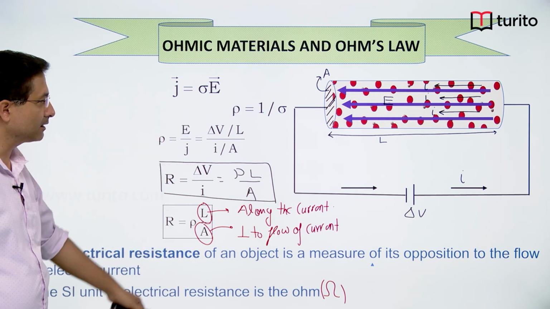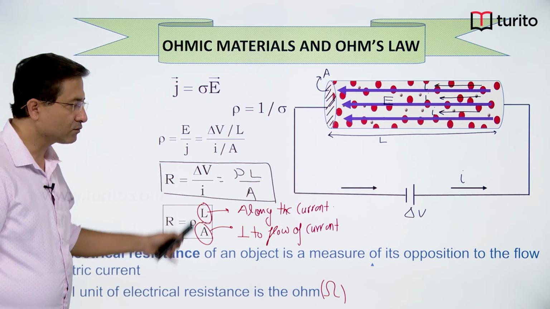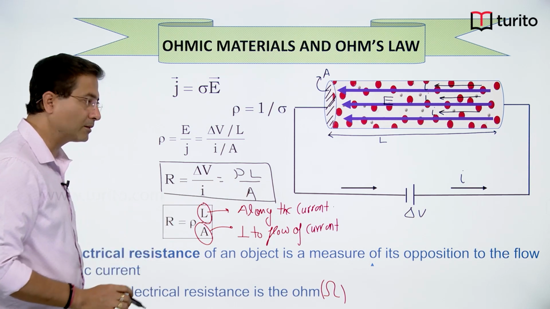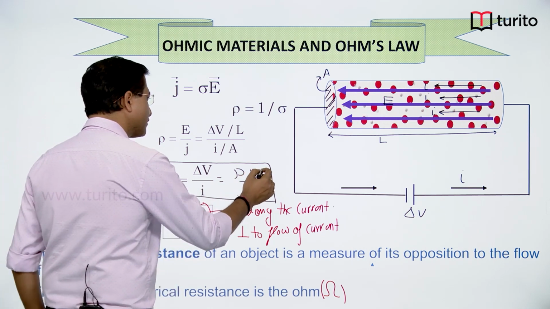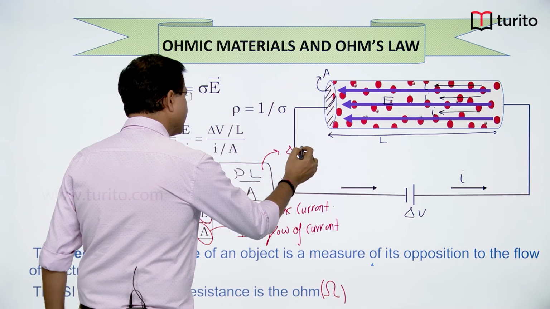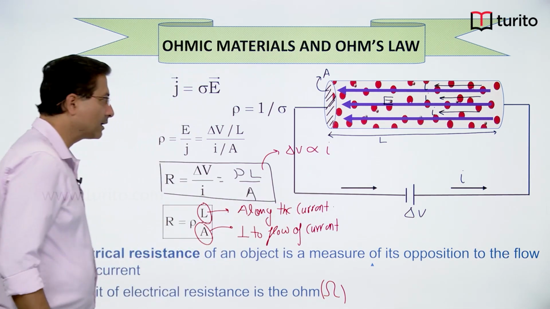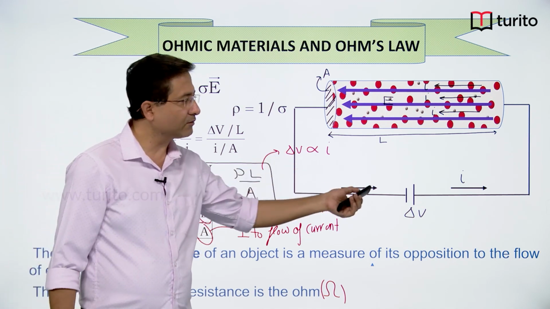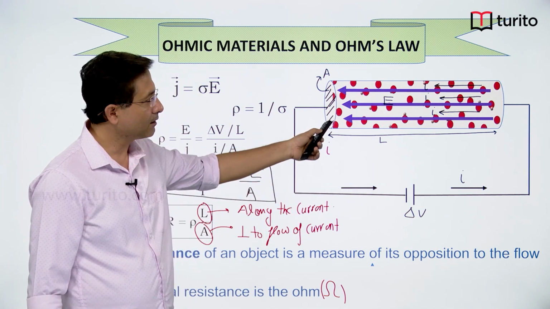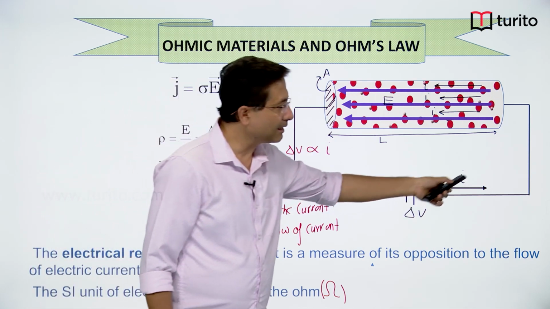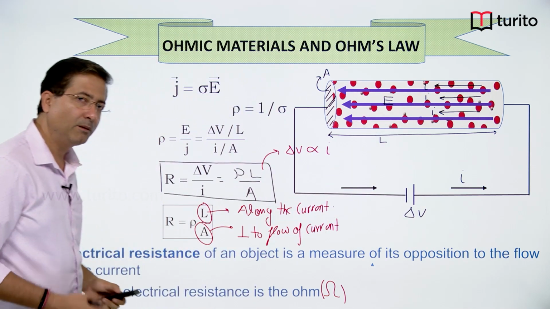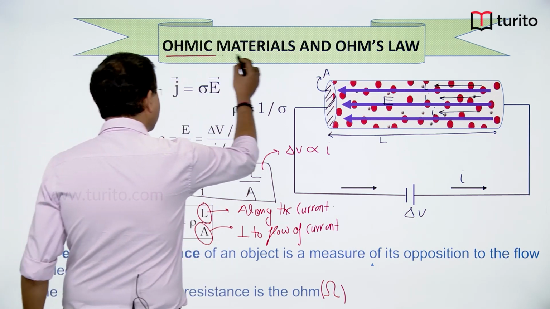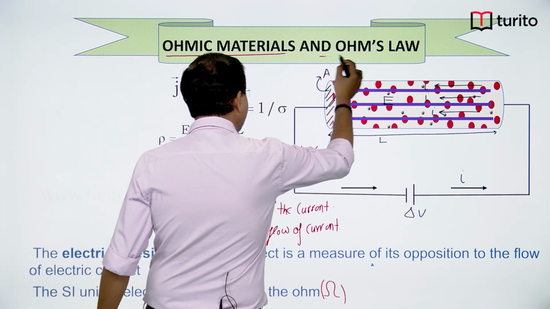So, I hope this part is clear. Now, look at this one. If this is constant for a given material, this will be constant. I can say from here delta V is proportional to current. So, we apply a potential difference across the material and the current flowing through it will be proportional to the potential. Such types of materials are called ohmic materials and this is called Ohm's law.